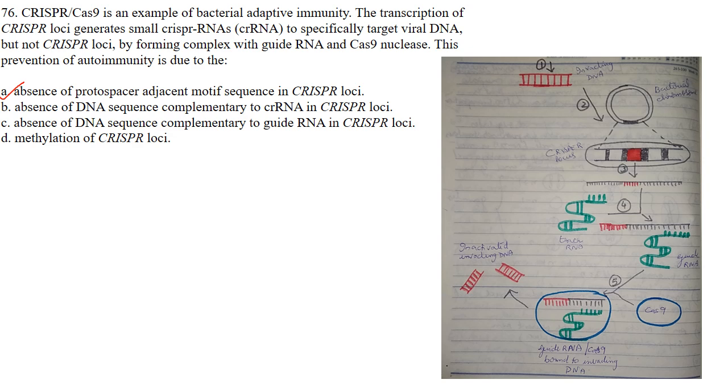Then, CRISPR-Cas9 is an example of bacterial adaptive immunity. The transcription of CRISPR loci generates small CRISPR RNA to specifically target viral DNA but not CRISPR loci, by forming a complex with guide RNA and Cas9 nuclease. This prevention of autoimmunity is due to? Now, this is the invading DNA, foreign DNA from a virus or a plasmid entering the cell. The invading DNA is incorporated into the CRISPR array in the bacterial chromosome. DNA fragments from the invading DNA are incorporated into the CRISPR locus as spacers. These white portions are the spacers.